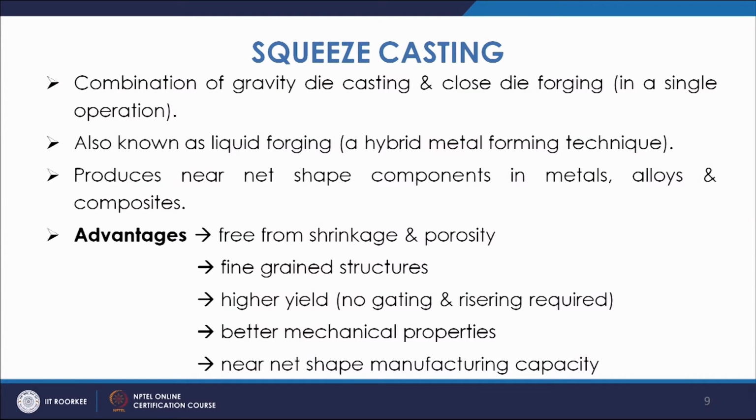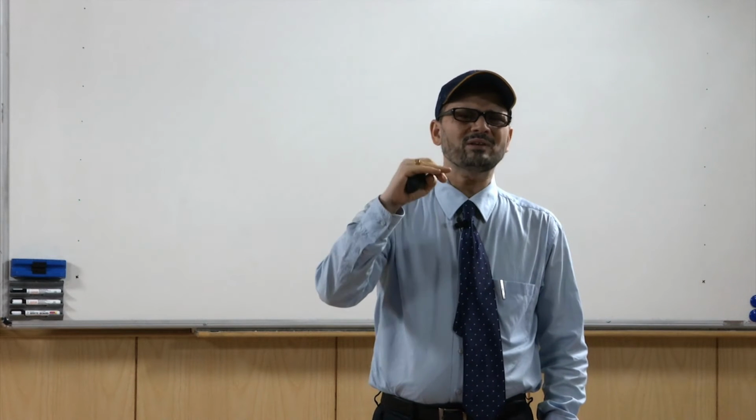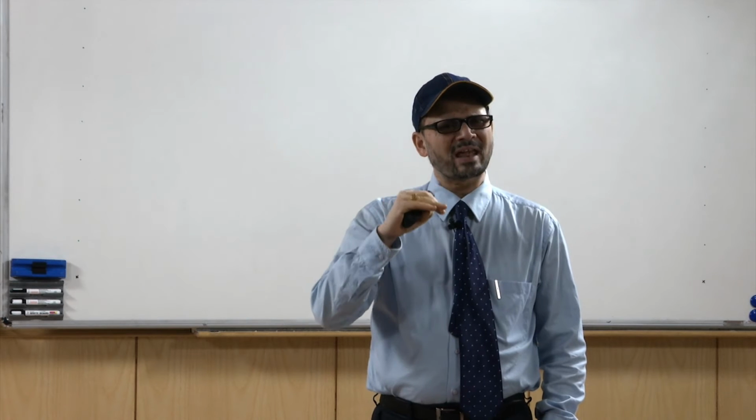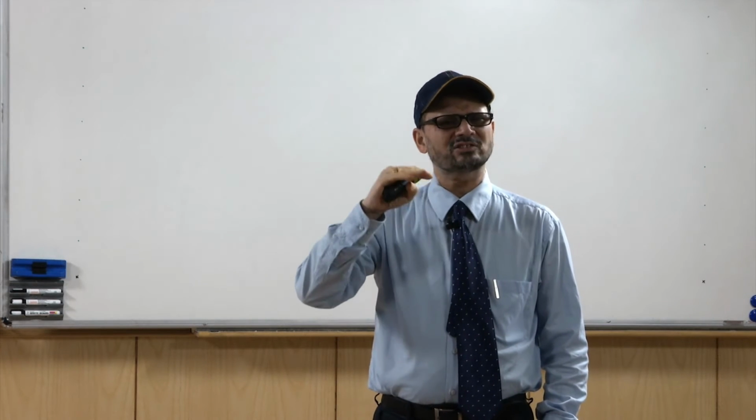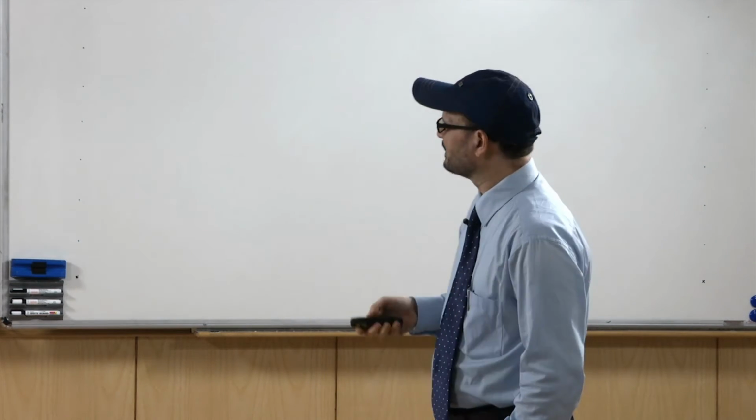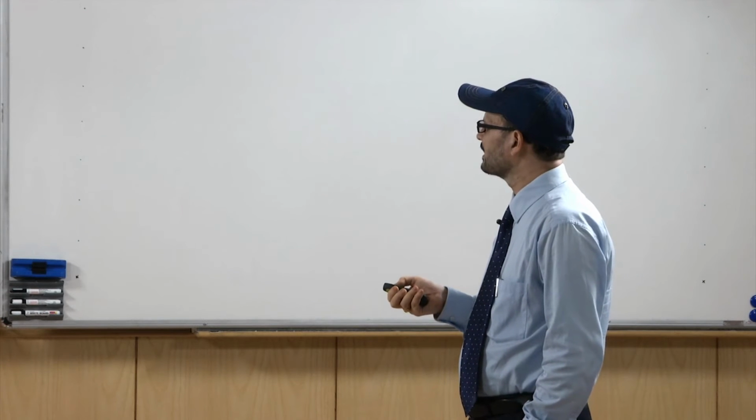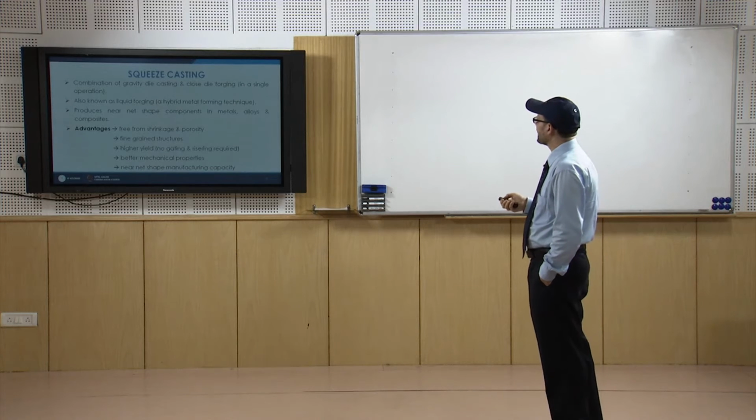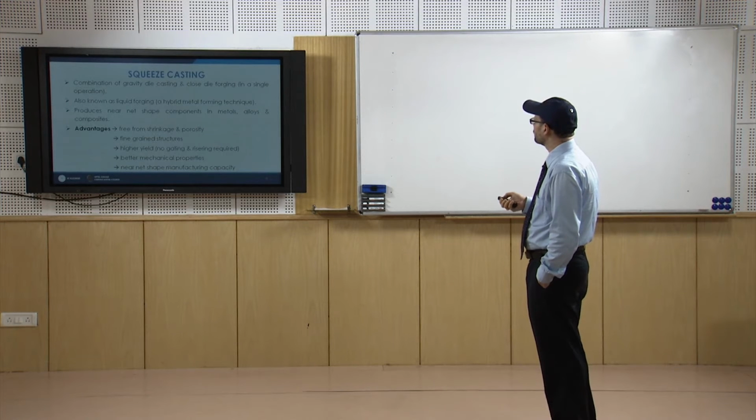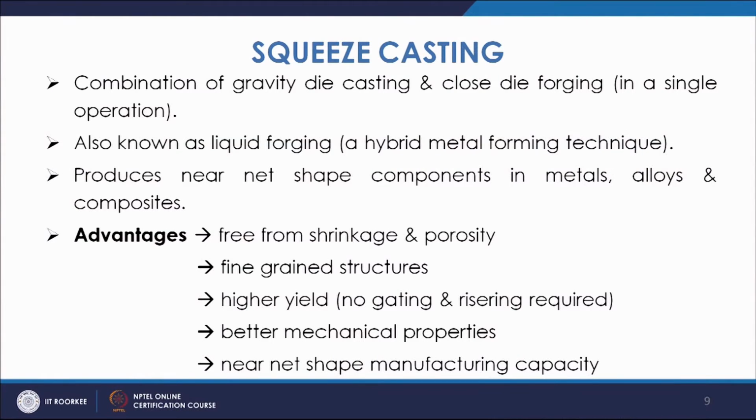In the gravity die casting, what we had seen is the dies are closed and then you are pouring the liquid metal, which enters into the cavity under the action of gravity. So, that is why that is a case of gravity die casting. Closed die forging is a forging process.